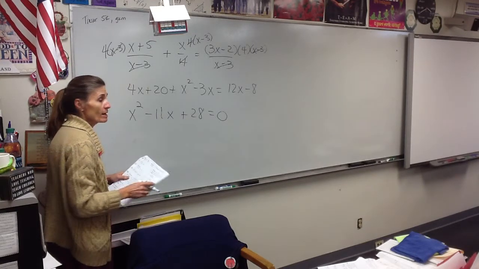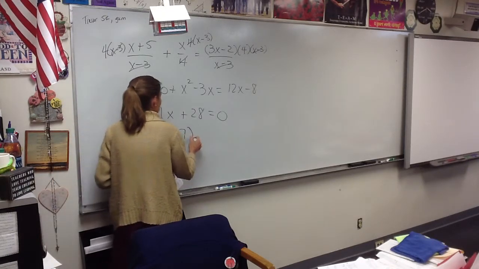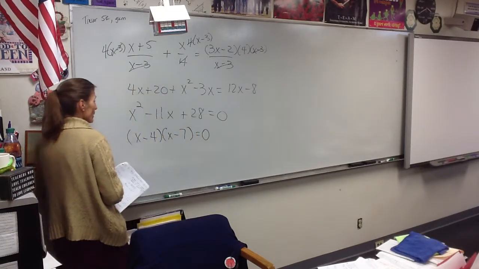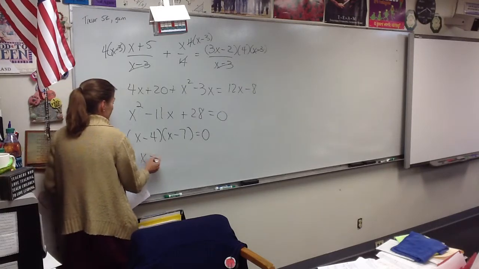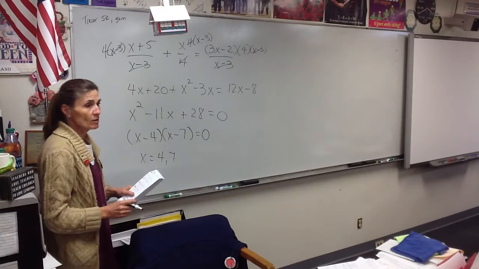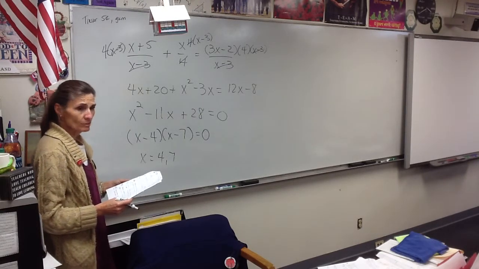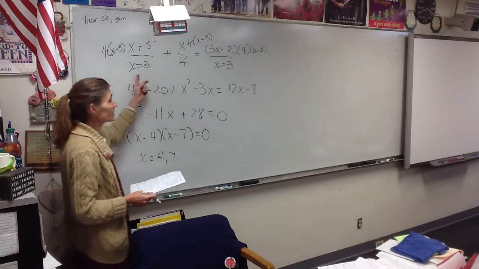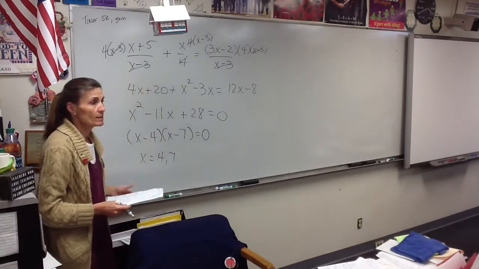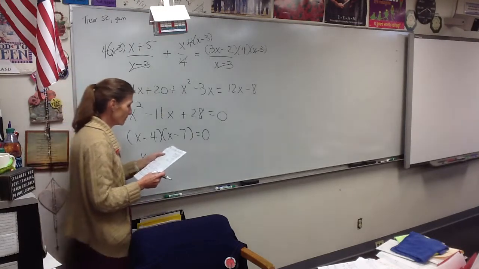And that worked out great. Somebody planned this problem very well. X is 4 or 7. Can I keep both of those? No. Yes. Absolutely I can. What is the only excluded value? 3. That's not 3. So those are both answers to the problem.